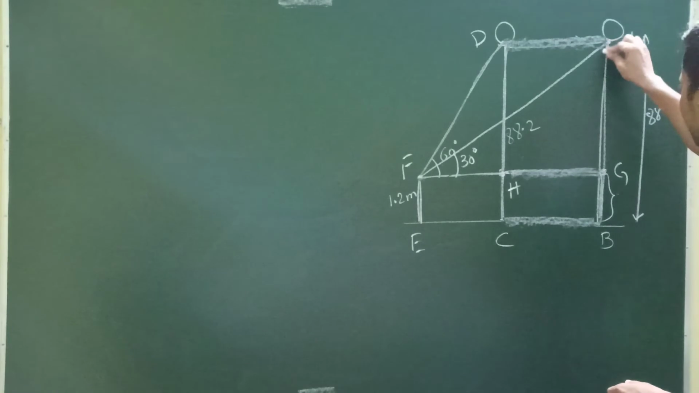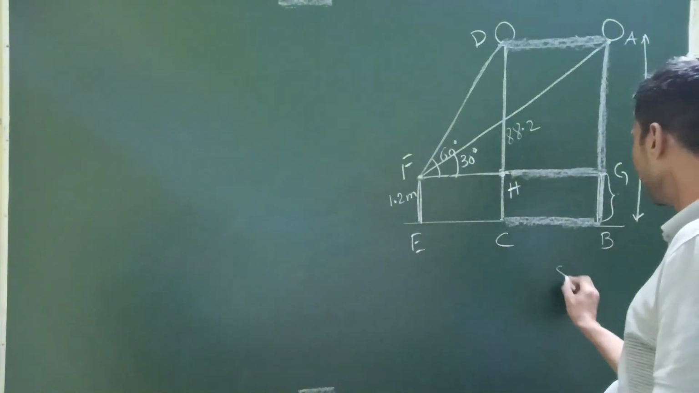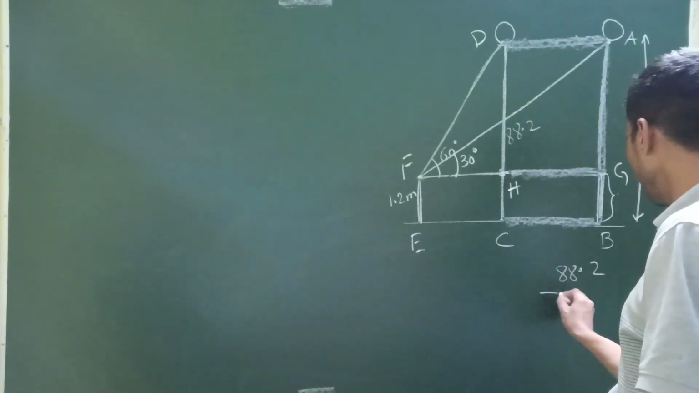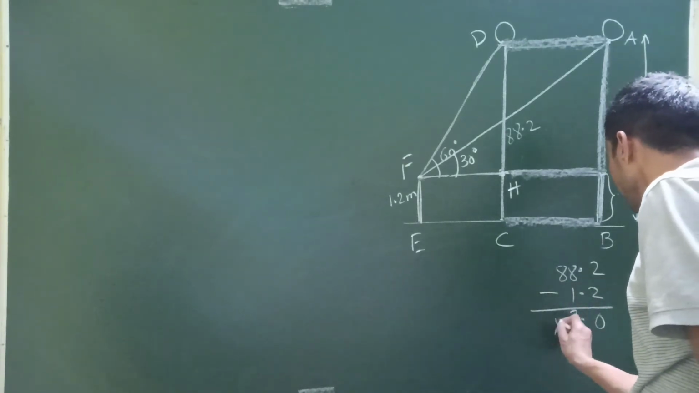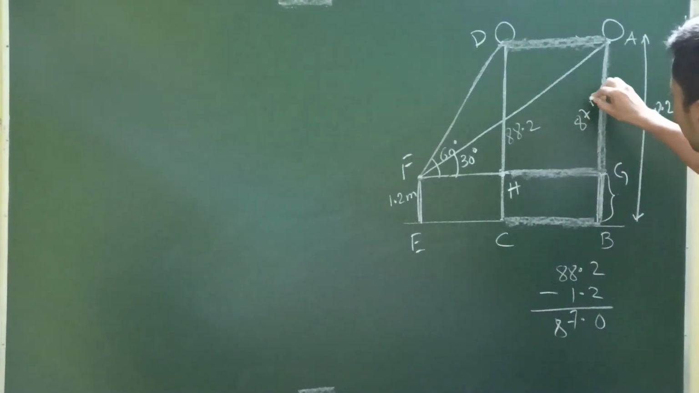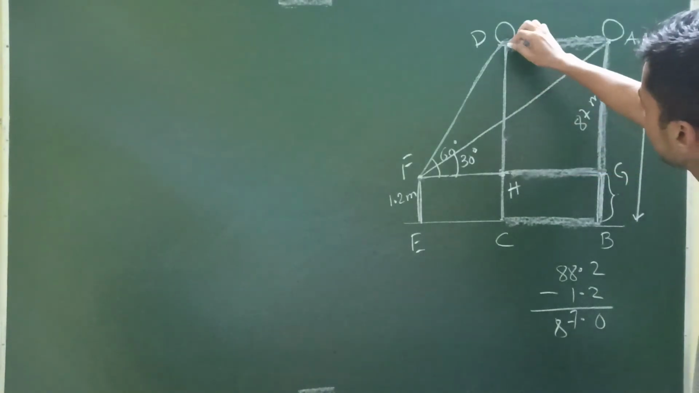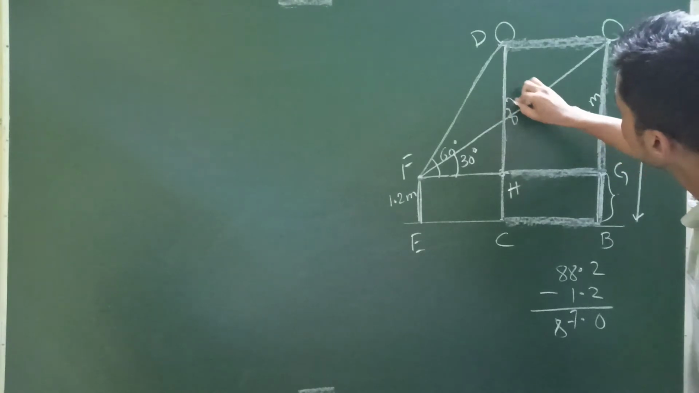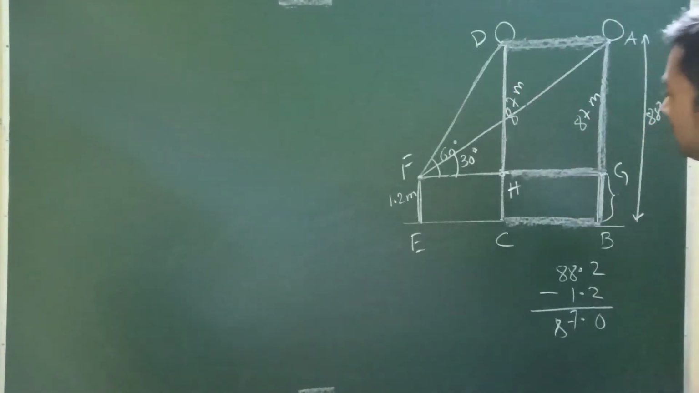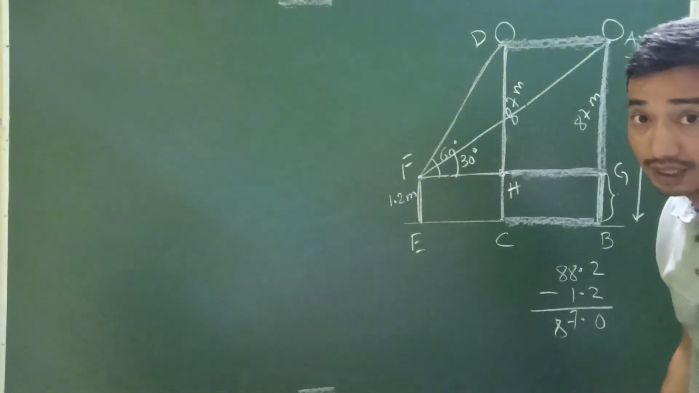So what will be the height of this? It's going to be 88.2 minus 1.2. So that's going to be 87 meters. So even this height will be same. DH also will be 87 meters. That's fine. And the rest, of course, we will have to calculate and then find out.